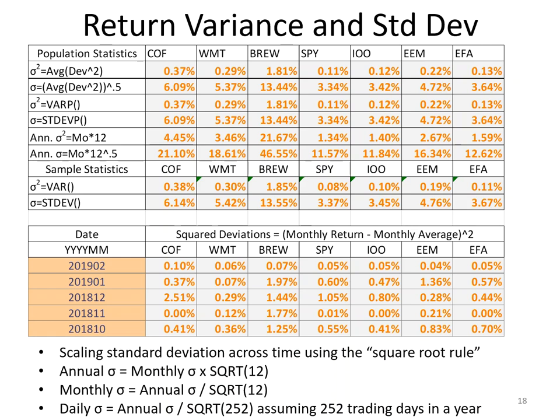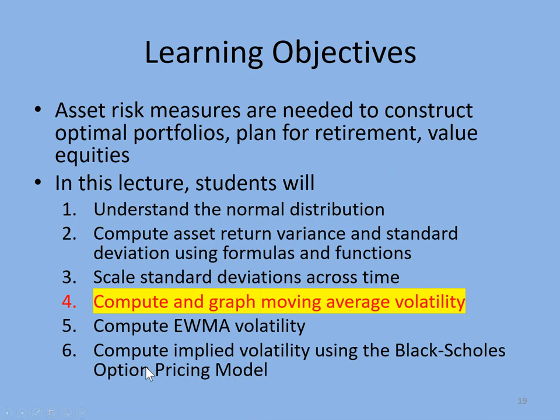Now, I can also go from larger units of time to smaller. So if I had an annual standard deviation, I could divide by the square root of 12, and that would give me the monthly standard deviation. So in this topic, we scaled standard deviations across time using the square root rule for scaling volatility. Next topic, we'll calculate moving average volatility.